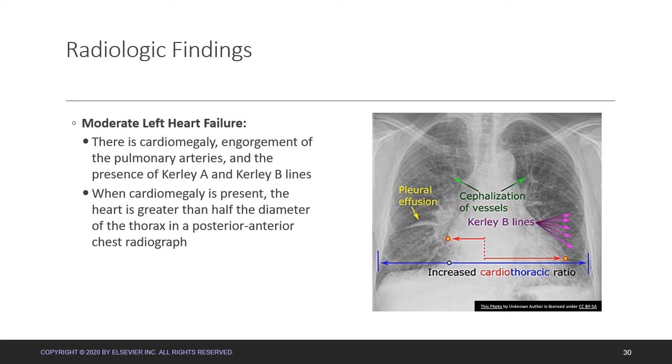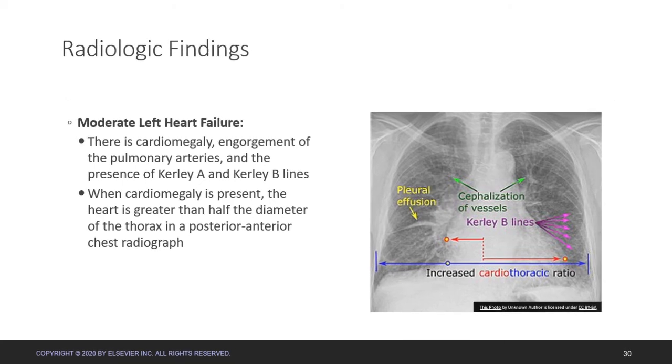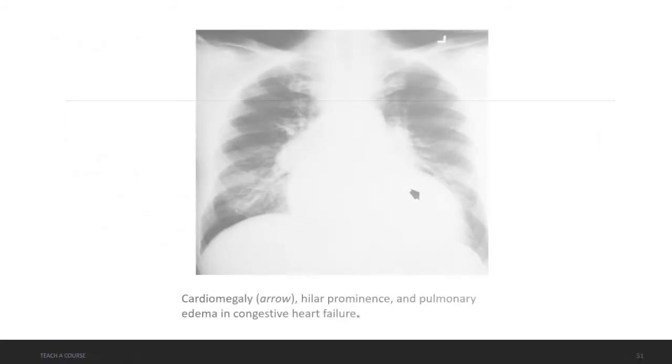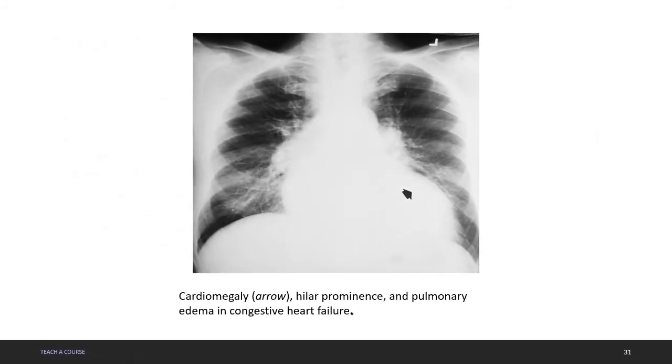Notice that there are curly B lines in the outer portion of the chest, and the vessels are dilated, and even a small pleural effusion. Here is cardiomegaly with hilar prominence and pulmonary edema in congestive heart failure.